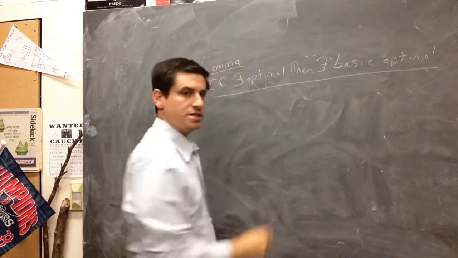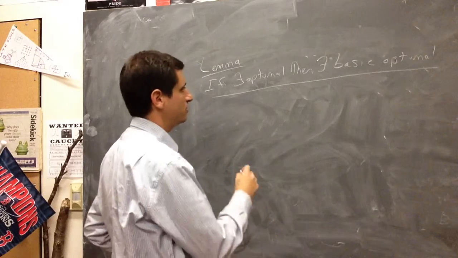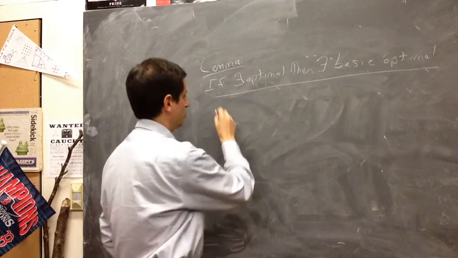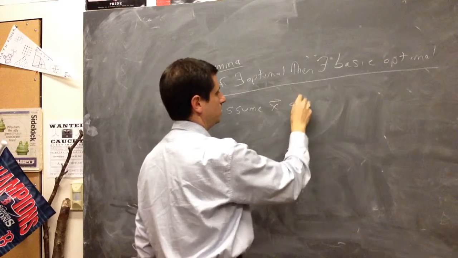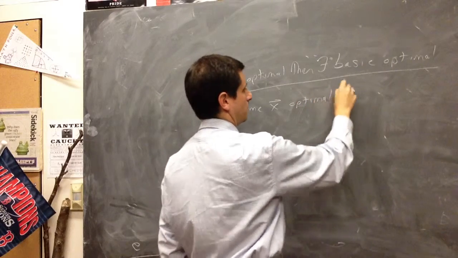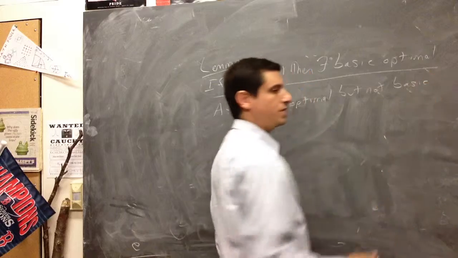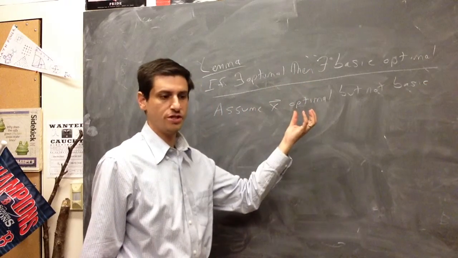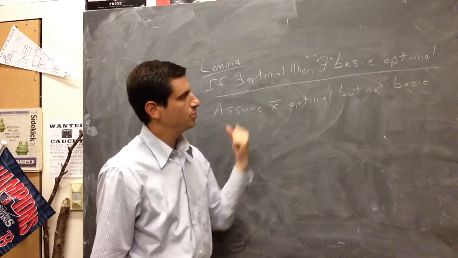And I started off by asking the class, how would we go about proving this? And there were great suggestions that we should first say, well, let's assume we have an optimal that's not basic. So assume x is optimal, but not basic. So what that means is the corresponding columns to the entries where x is non-zero are linearly dependent.